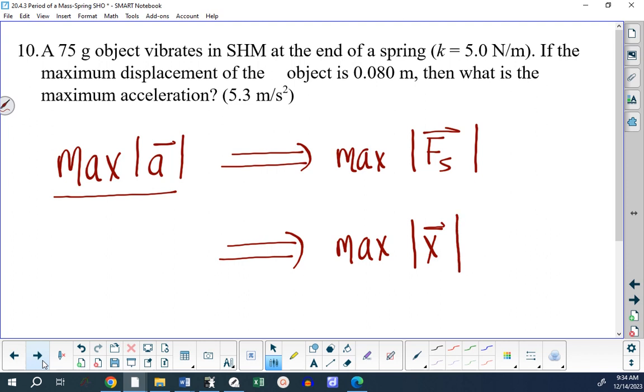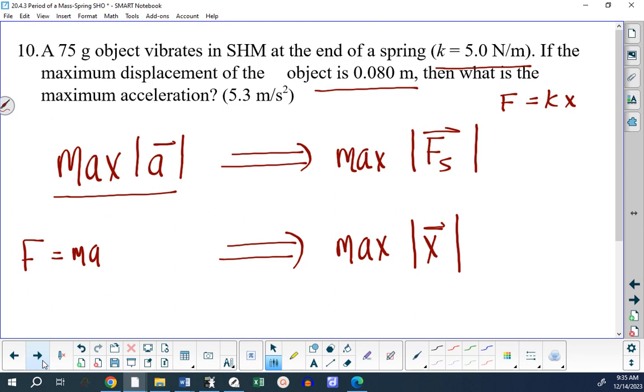I mean, what I'm getting at here is F equals ma. So if you want the biggest acceleration, you need the biggest force. But the force equals kx. So if you want the biggest force to get the biggest acceleration, you need the biggest displacement. But you're told the maximum displacement. So if we take the maximum displacement times this spring constant, we are going to get the maximum force. And if we then divide that maximum force by the mass, we're going to get the maximum acceleration.